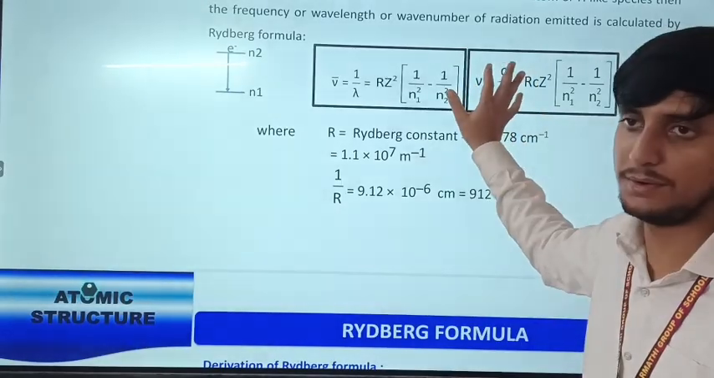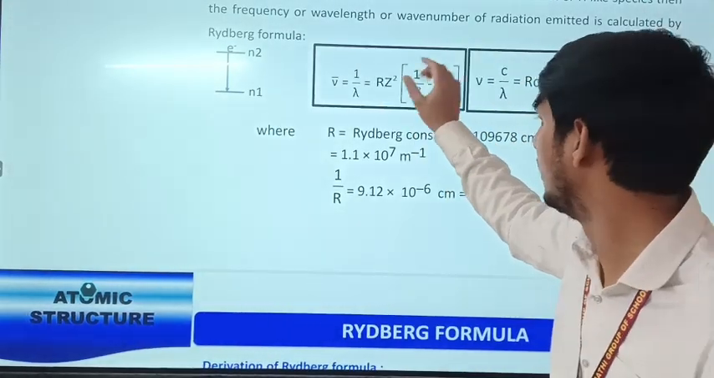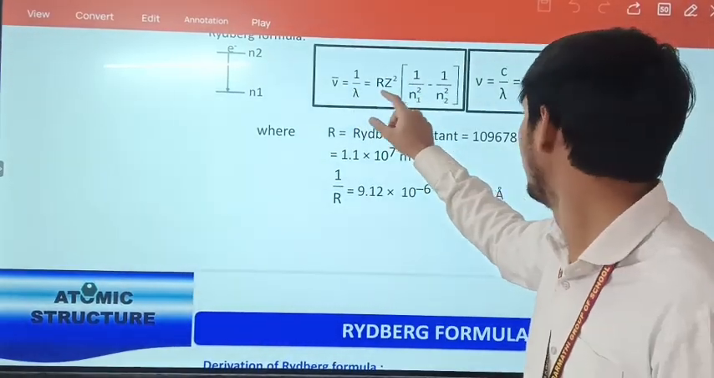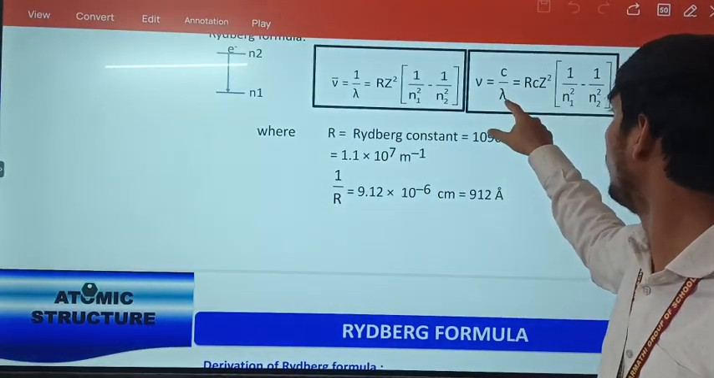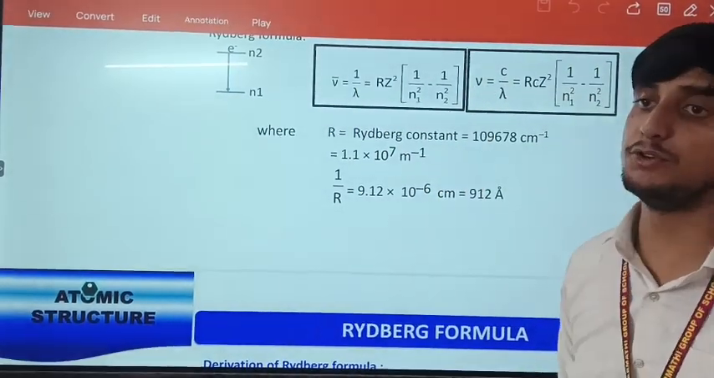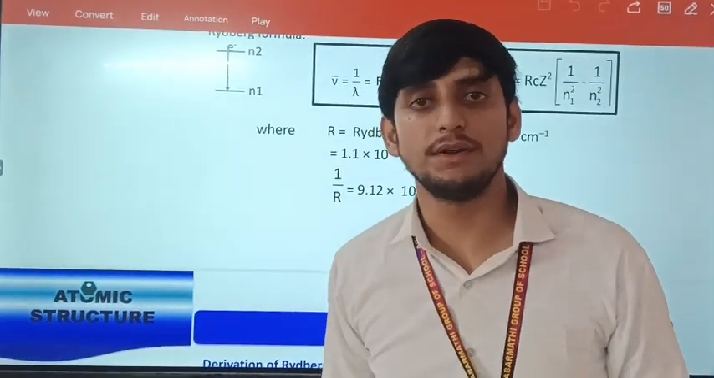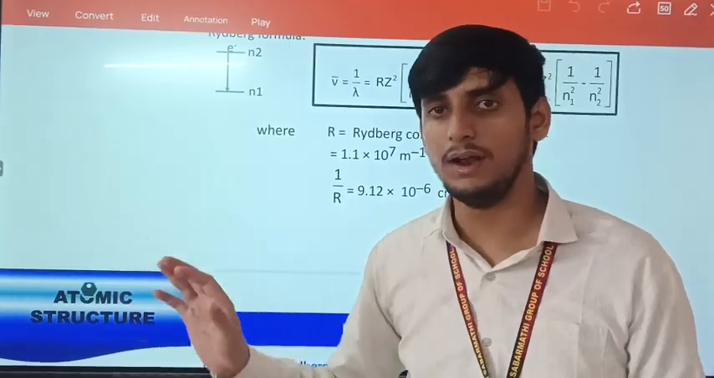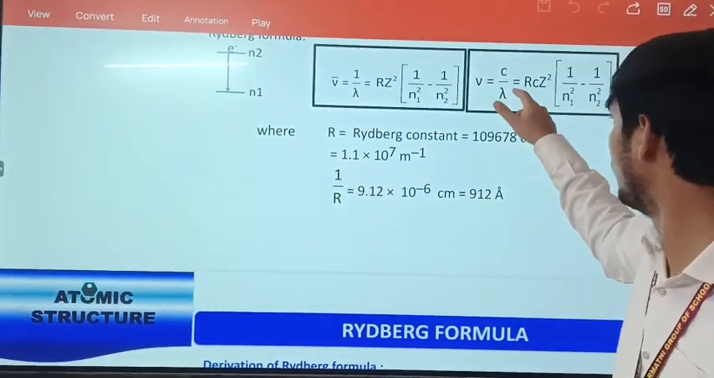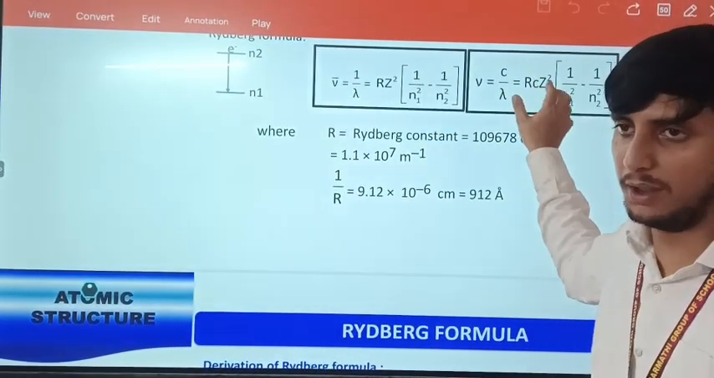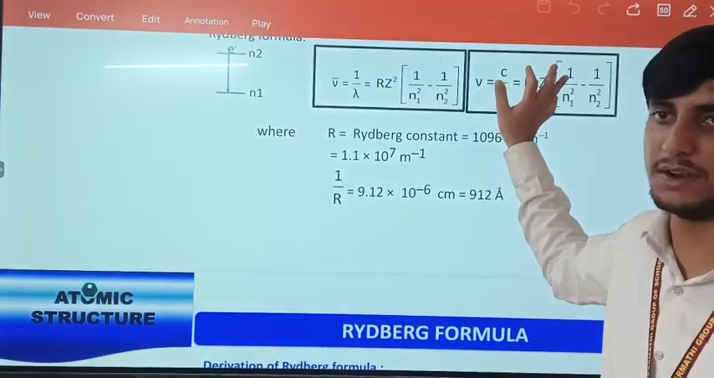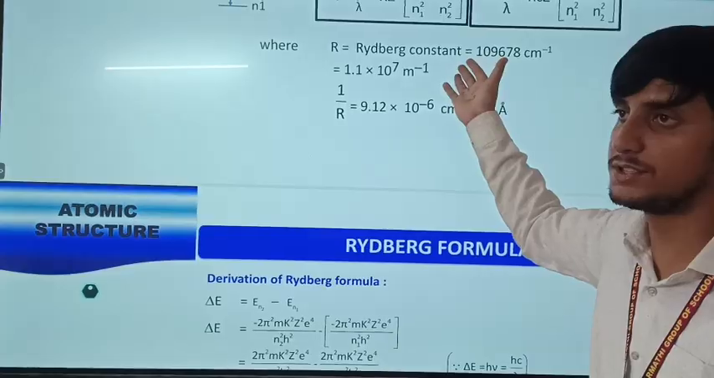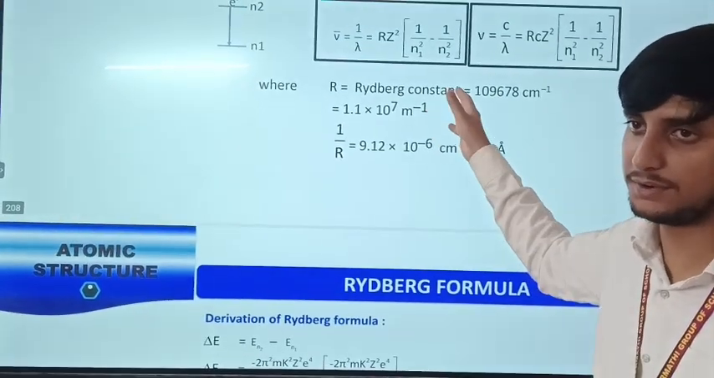After multiplying both sides by C, it becomes C upon lambda equal to R C Z square (1 upon N1 square minus 1 upon N2 square). And C upon lambda is the frequency. So frequency nu equal to C upon lambda, means frequency equal to R C Z square (1 upon N1 square minus 1 upon N2 square). R is the Rydberg constant.